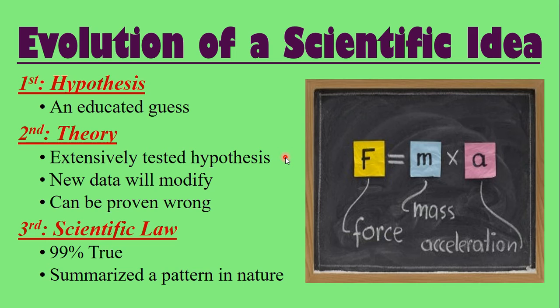We used to have the theory of continental drift, and then more data came through, and that changed it to the theory of plate tectonics. The last thing is a scientific law. Scientific laws are 99% true, and a law summarizes a pattern in nature. Think of the law of gravity. We know if we have a pin on Earth and we drop it, it's going to drop to the ground. Now you could disprove the scientific law if somehow you found a way to drop that pin and it doesn't fall, it just floats or drops up. Over here in this picture, this is Newton's second law of motion, force equals mass times acceleration.